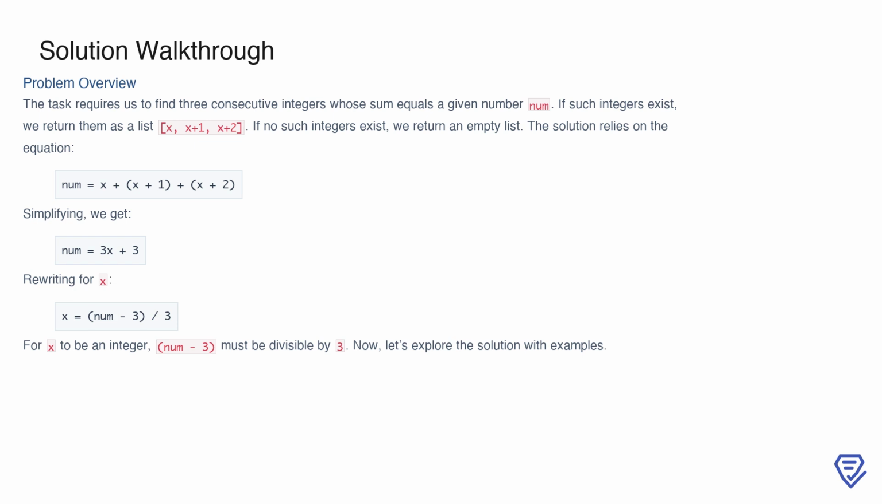Now, for x to be an integer, it's essential that number - 3 is divisible by 3. This condition ensures that the division results in a whole number, making it possible to find valid consecutive integers. With this framework in mind, we can test it using specific examples to better understand the solution process.